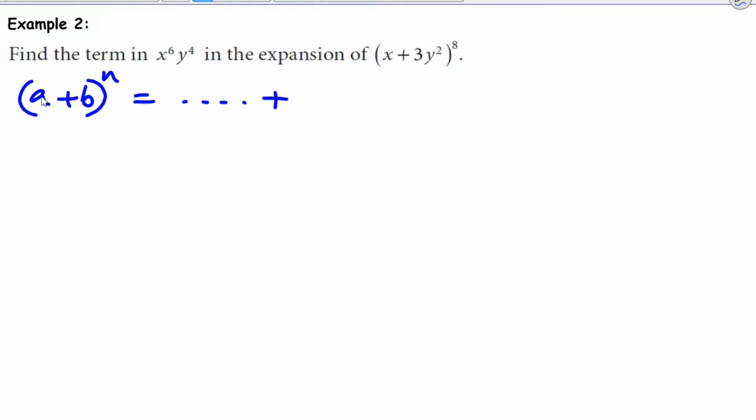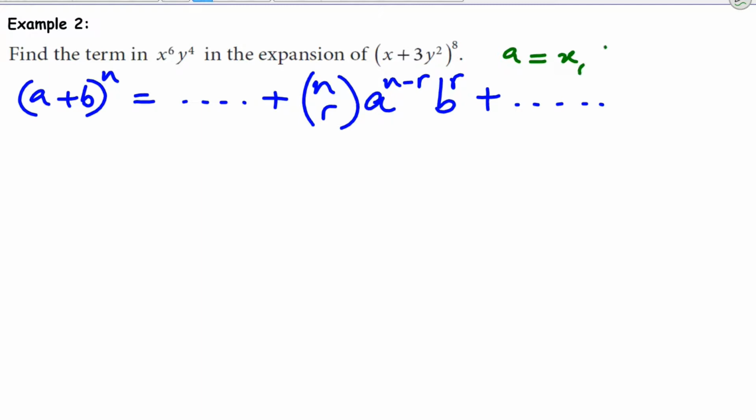plus the general term, which is nCr, a to power n minus r, b to power r, plus whatever comes next. So we need to identify what n is, what a is, what b is, and finally what r is. Now, from the question that we have here, we can see that a is actually x, b is 3y squared, and n is equal to 8.